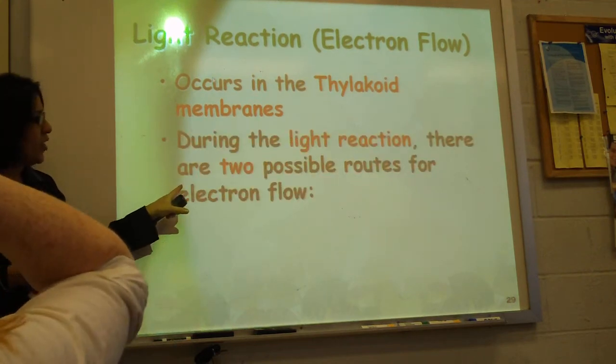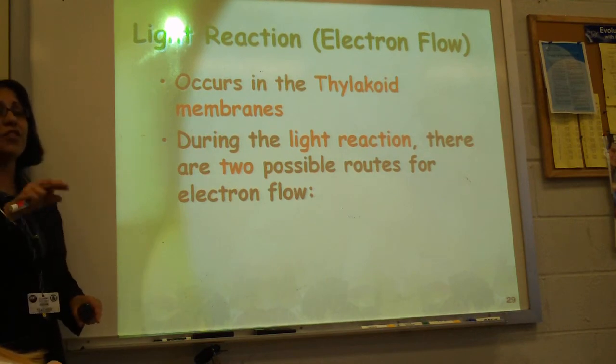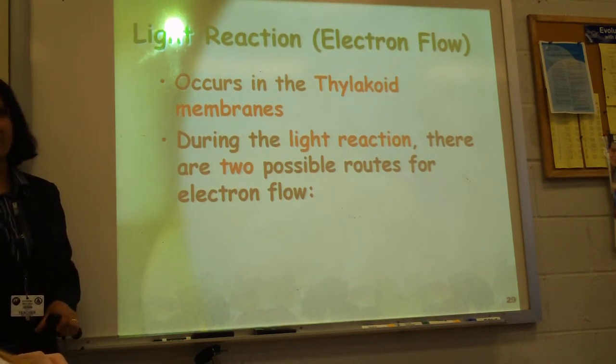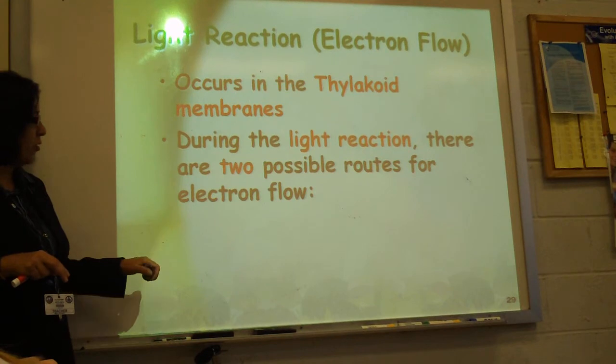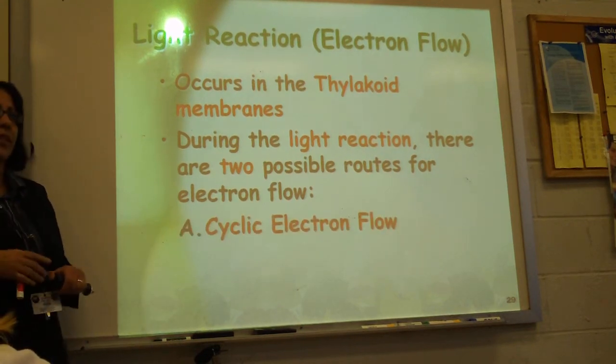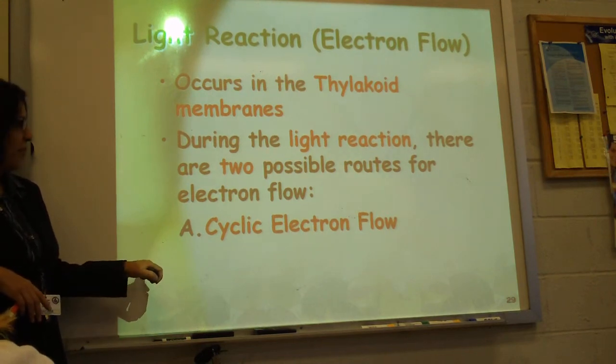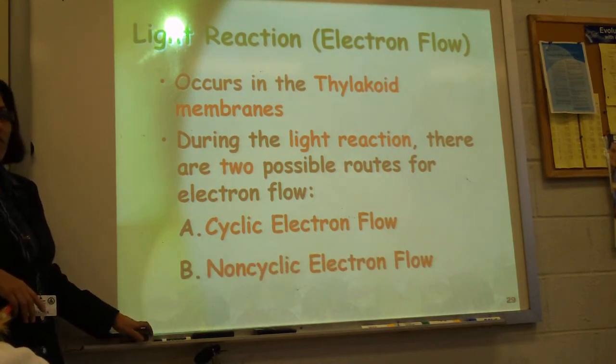During the light reaction, there are two possible routes for the electron flow. The first one is not given in your book. That is called cyclic electron flow, or as I used to call it, cyclic, and then I learned it's called cyclic. Then it's non-cyclic electron flow.